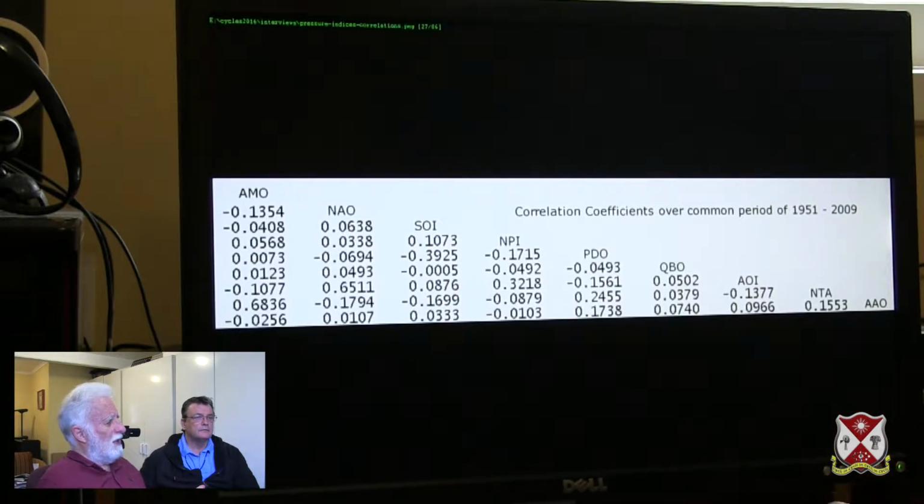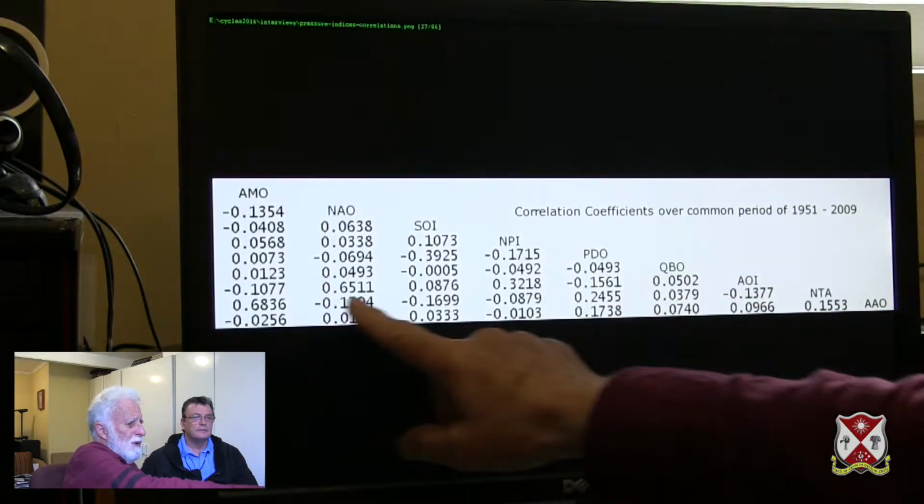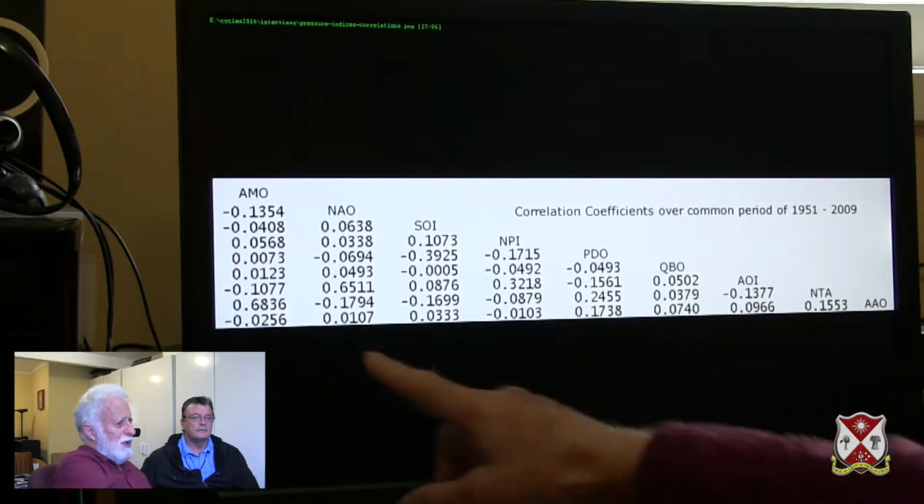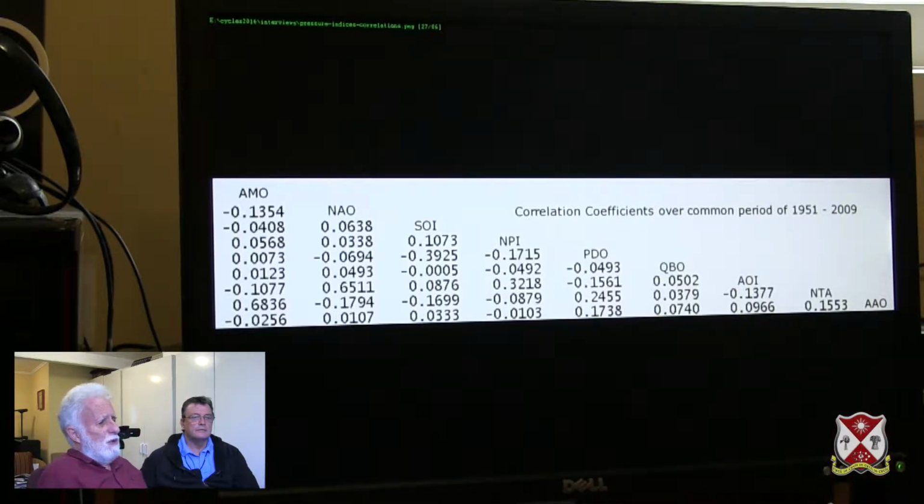In other words, they're measuring pretty much the same thing, and again AMO and NTA are measuring pretty much the same thing. So although we've got 9 different things there, there's probably really only 6 or 7 totally different things if we separate them out. If we do a lot of factor analysis, data points from 1951 to 2009, so it's going to be interesting for further analysis.